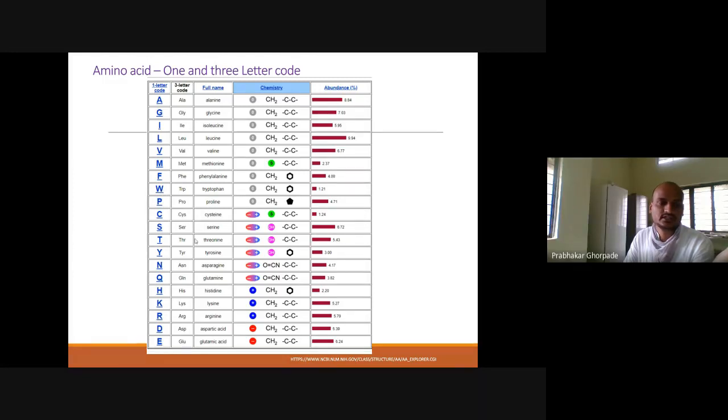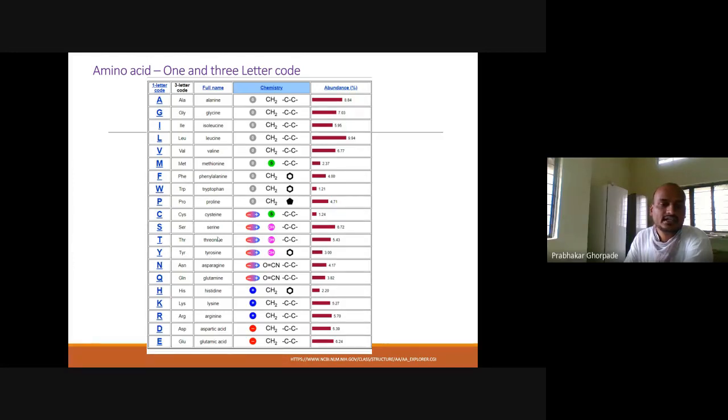Okay, because T is already used in one more place, threonine, instead of T we are using tryptophan. Next, proline, already we saw P. Cysteine is represented by capital C, serine by capital S, threonine by capital T.